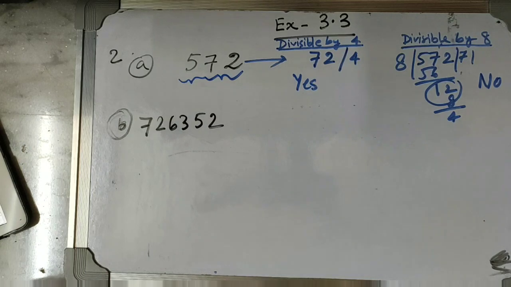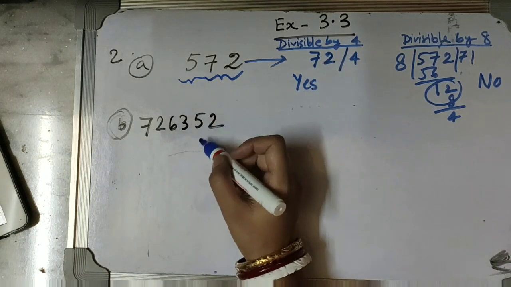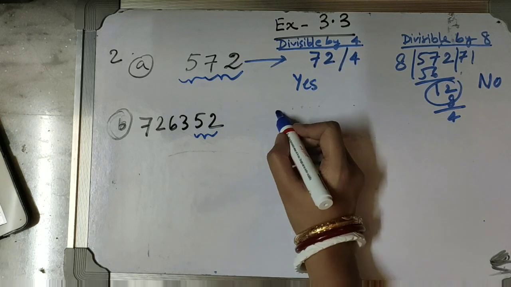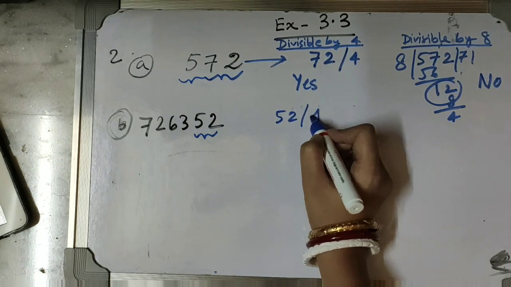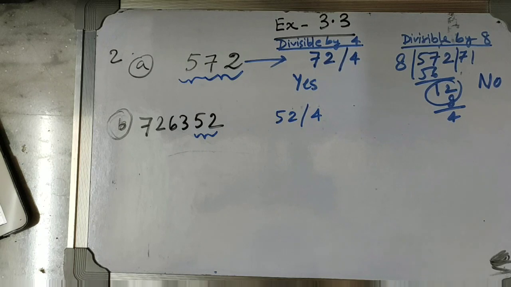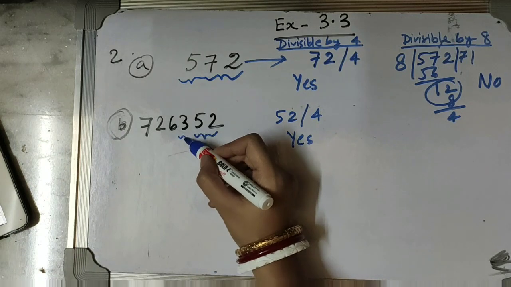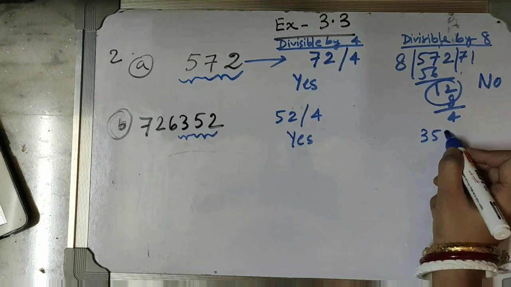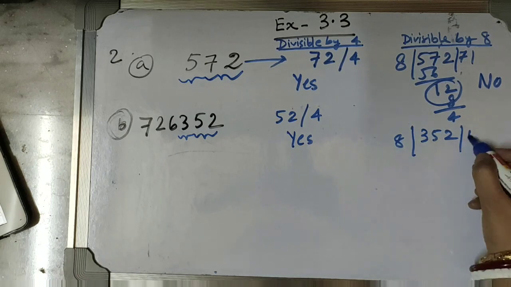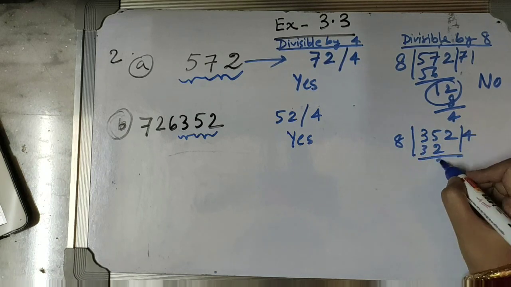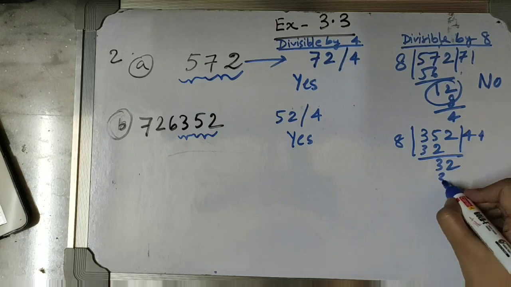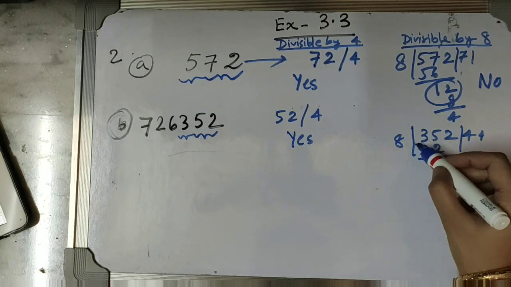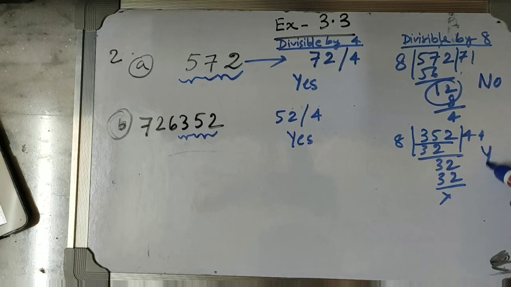Here in question number B it is given. First we will check the divisibility by 4, meaning the last two digits. We will observe whether these two digits are divisible by 4 or not. Yes, it is divisible by 4. Now we will check the last three digits, 352. We will divide the number by 8, and we get the result that the last three digits of the number are divisible by 8. So the number entirely will be divisible by 8. Okay, so let's proceed.